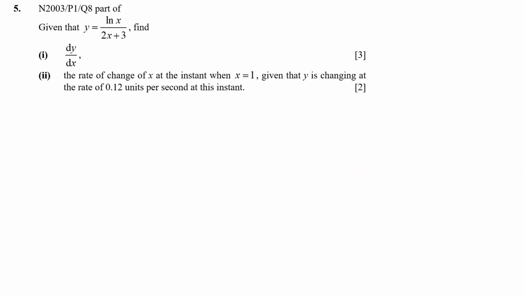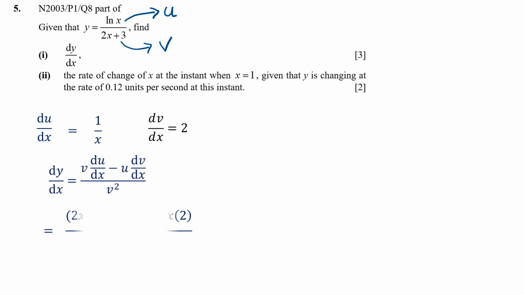Right, let's look at question 5. The concepts are similar to question 4, except that in this, the curve given to you is slightly more complicated, where you need to use the quotient rule. So we're going to let ln x be u, 2x + 3 be v. Let's find du/dx, which is just 1 over x. The dv/dx is just 2. Plug into your quotient rule.